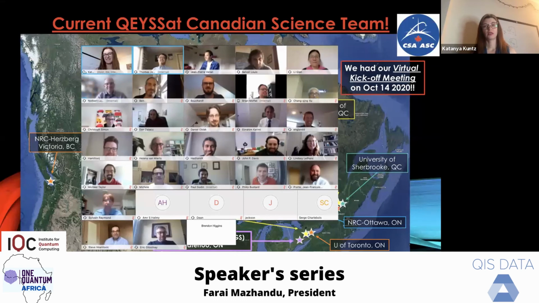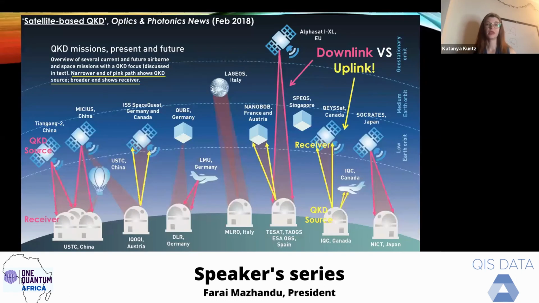And last year, myself and Thomas, we hosted this Keysight Canadian Science Team Kickoff Meeting. It was all virtual, and I'm very happy to say it was very successful. We had about 40 researchers and PIs on the call, each representing their institution across Canada, giving presentations on what science activities they would like to do with the mission. And so my job is to help coordinate all those things, as well as working on the actual science part.